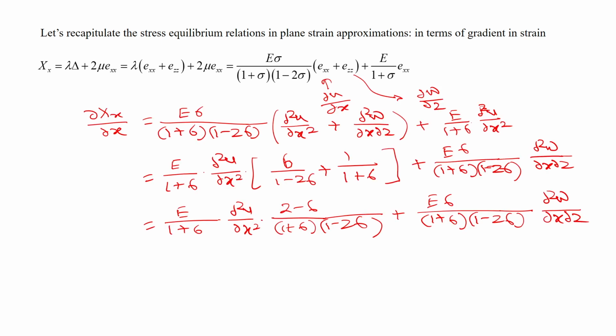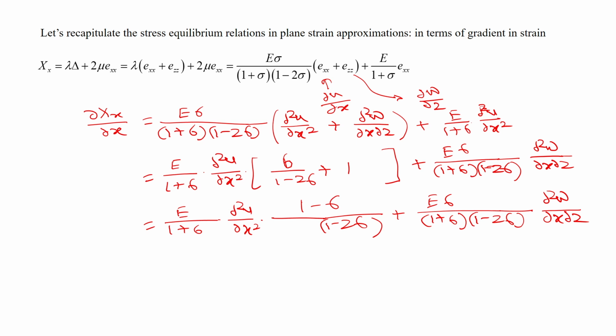Why am I getting 1 minus 2 sigma here? So this is E by 1 plus sigma. So therefore there is no other 1 minus sigma here. So this is sigma minus 1 minus 2 sigma. So it is 1 minus sigma here. This is 1 minus sigma here.